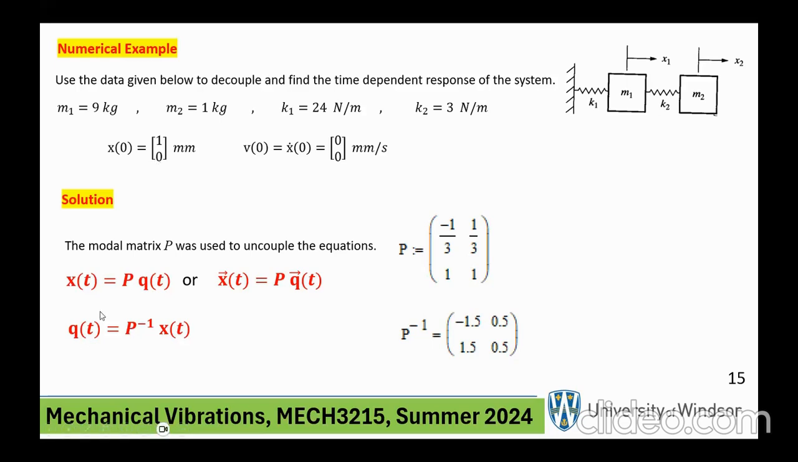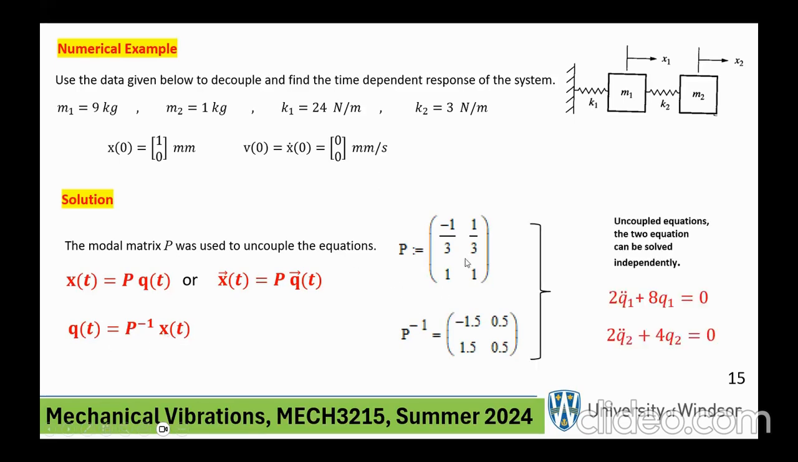Therefore, I need to get it in terms of q, which means you just have to multiply this thing by the inverse of p, and this is what you're going to get. All right, so the inverse of that matrix is right here. Now, when t is 0, we know x of 0. It's given here. And if you differentiate this thing, you can get q dot of 0 in terms of x dot of 0. So let's go ahead and do that.